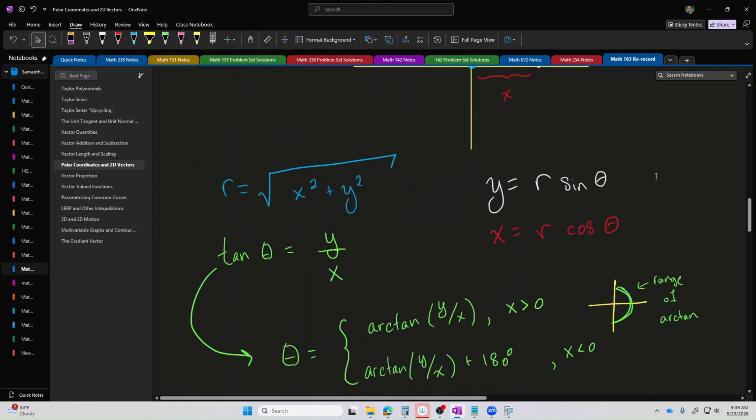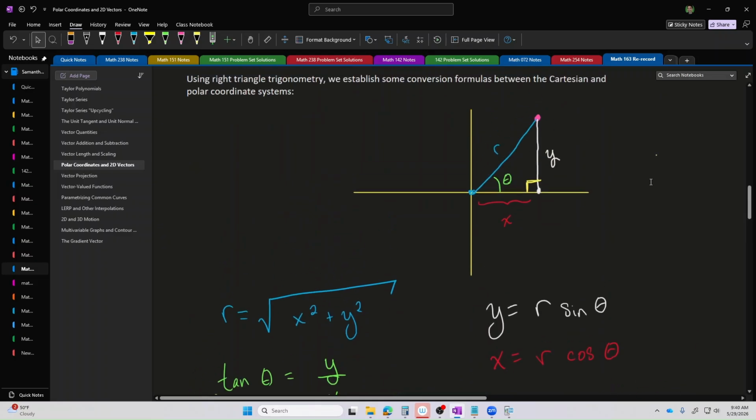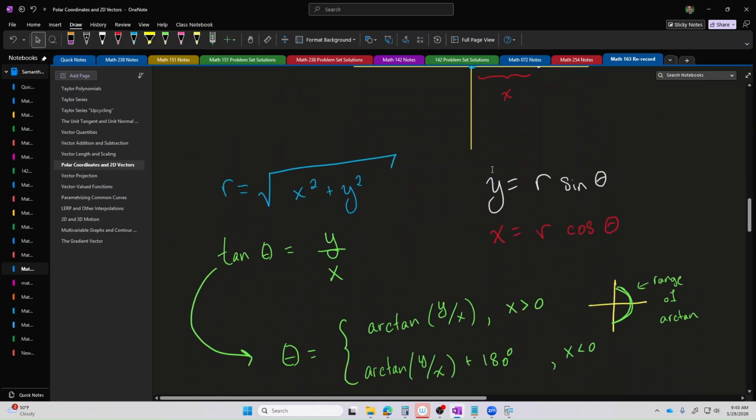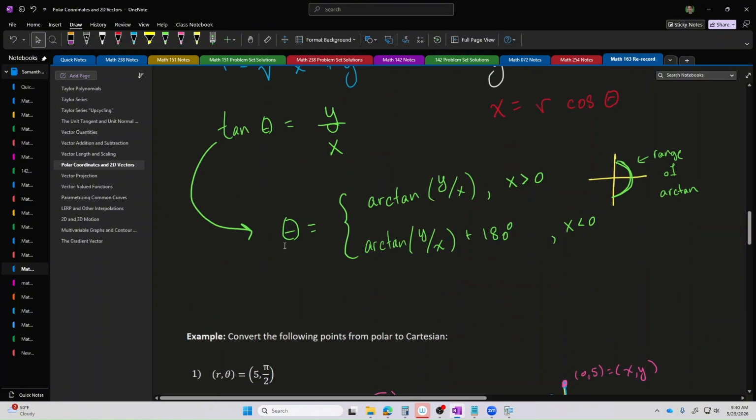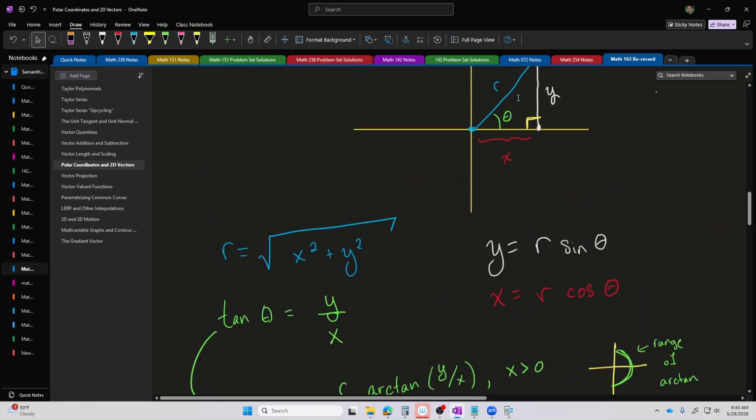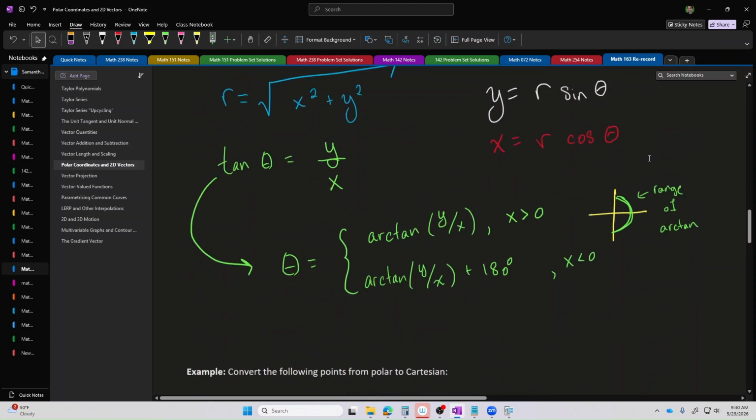Using right triangle trigonometry, you can establish some formulas that allow you to convert back and forth between polar and Cartesian. For example, r is equal to the square root of x squared plus y squared, x is equal to r cosine of theta, y is equal to r sine of theta, and the formula for theta is piecewise. It depends upon whether your point is on the right half of the xy plane or if it's on the left half of the xy plane.